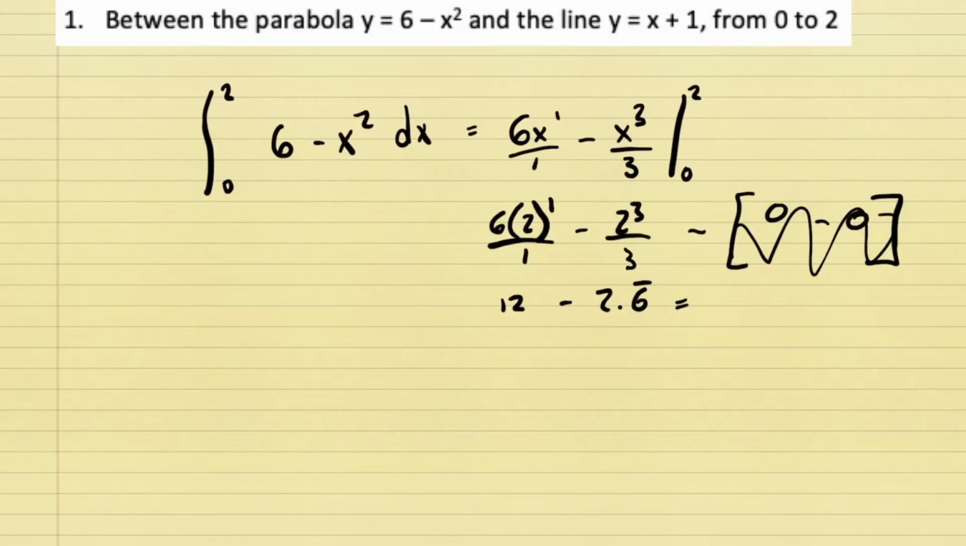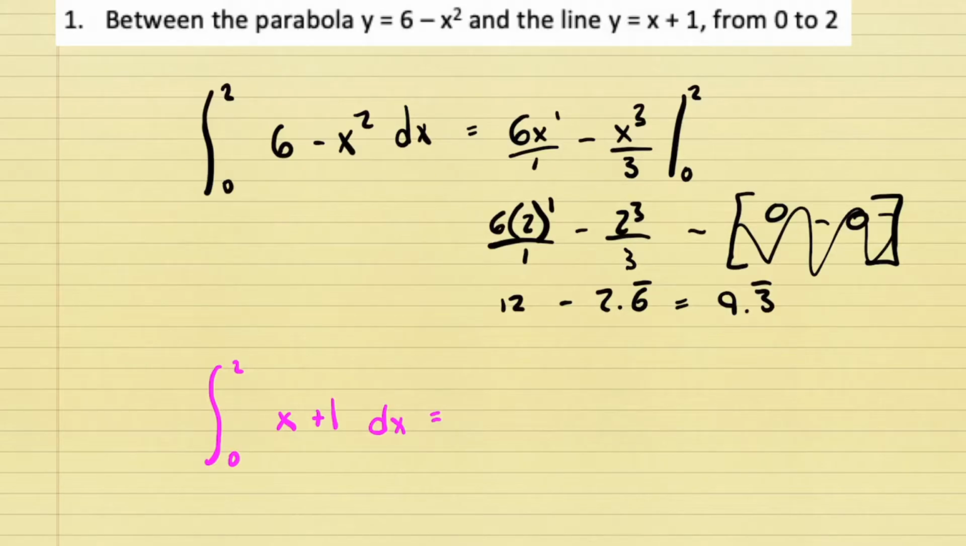And I'm going to switch up the color here. Now we're going to do the area from 0 to 2 for the line, x plus 1 dx. This is the area under the line. So the power rule again: add 1 to the power, divide by the power, add 1 to the power, divide by the power, and evaluate from 0 to 2.